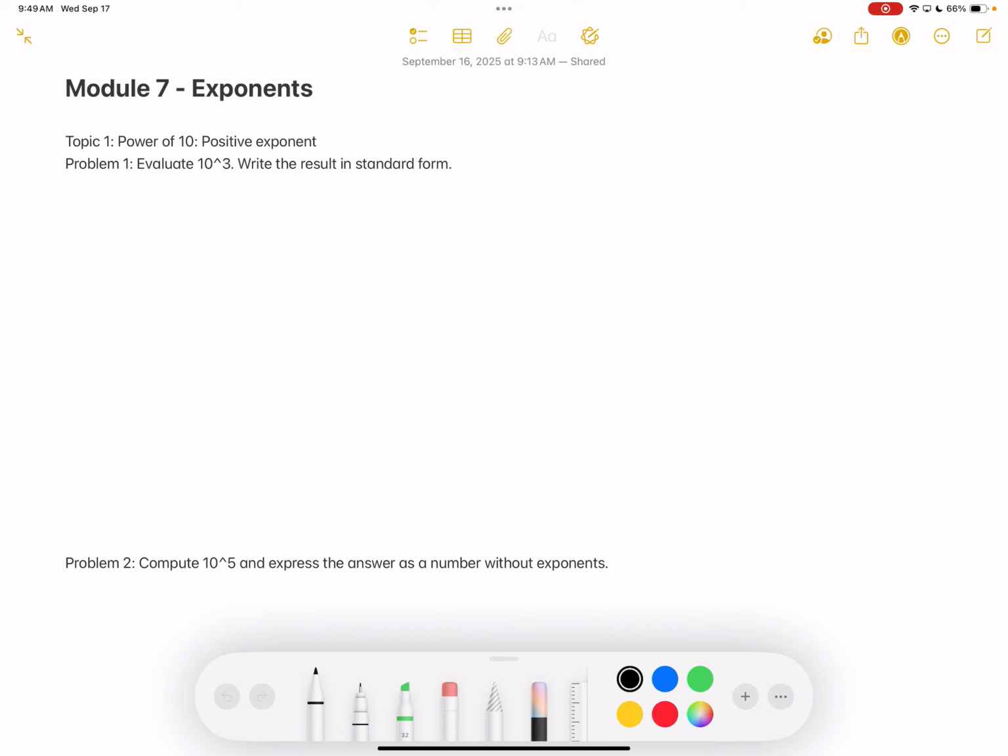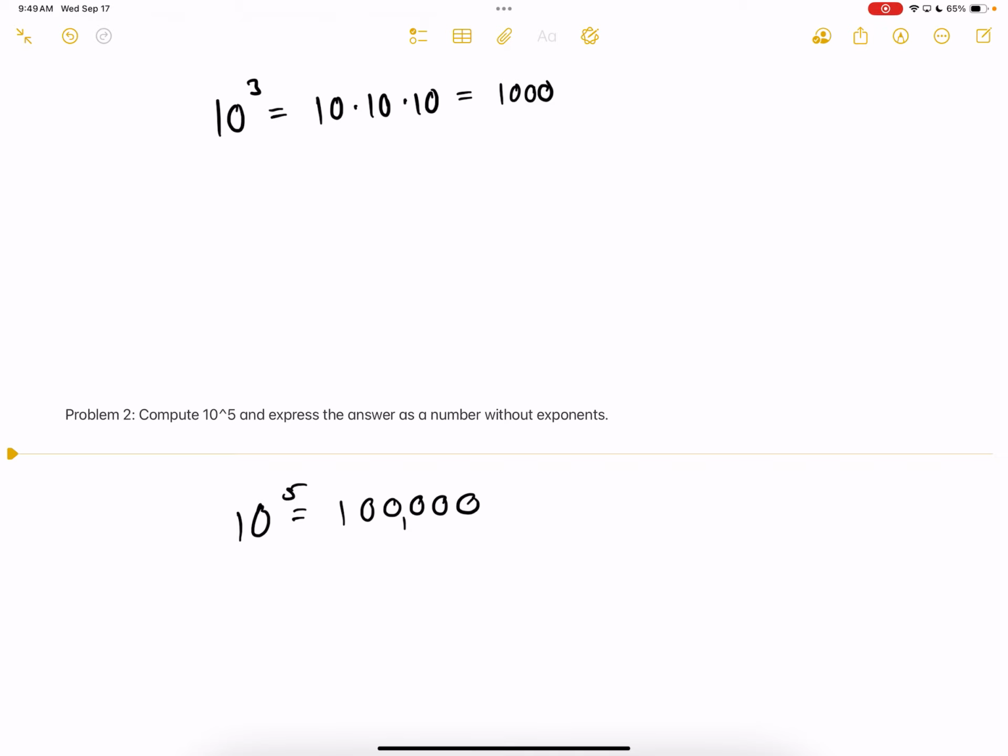So the power of 10, what you do with those is you just count the zeros. On this one, 10 to the 5th, it's really just 1, 2, 3, 4, 5 zeros. So that would be 100,000. That's kind of why they have this topic in there, to show you the shortcut. But remember what you're doing. If you forget that, 10 cubed is just 10 times 10 times 10.